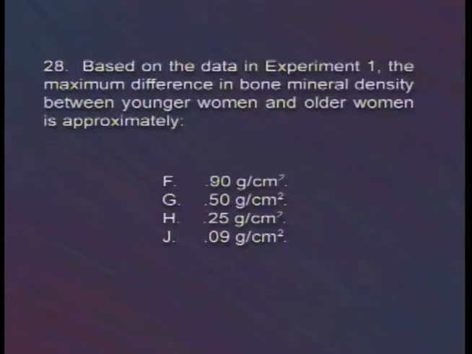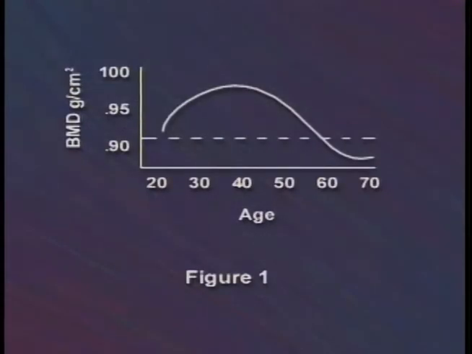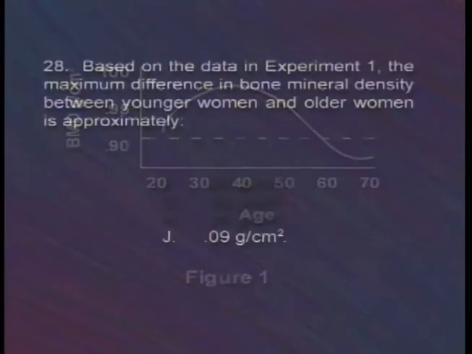Question 28. Based on the data in Experiment 1, the maximum difference in bone mineral density between younger women and older women is approximately. This question asks us to calculate the difference between 2 sets of values. Using Figure 1, the highest value of BMD is about 0.99 for women aged 35. The lowest level of BMD is about 0.90 for women at an age of 70. The difference in these values is approximately 0.09. The correct answer is J.